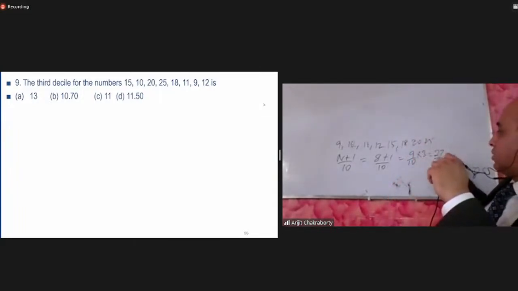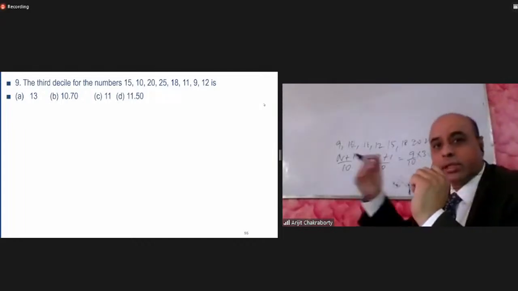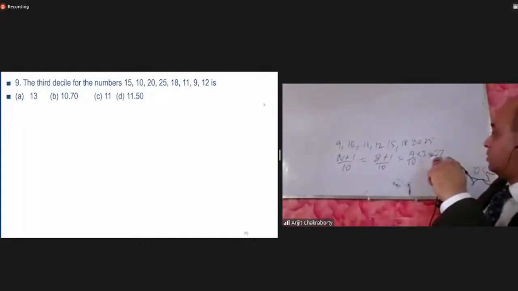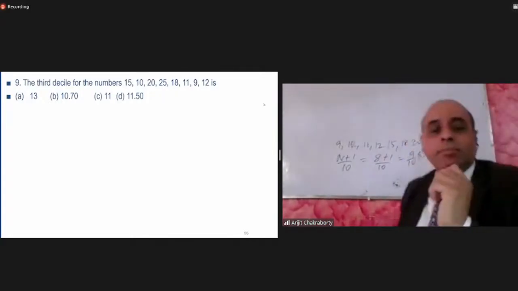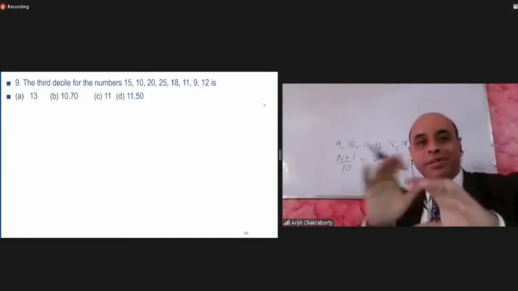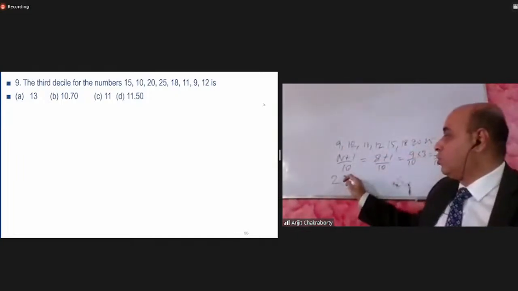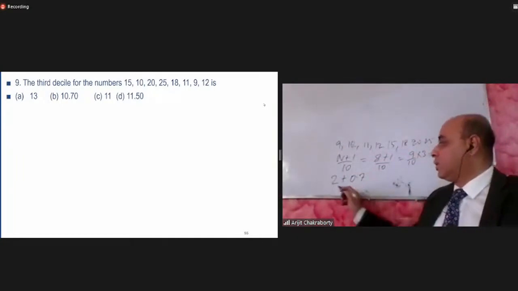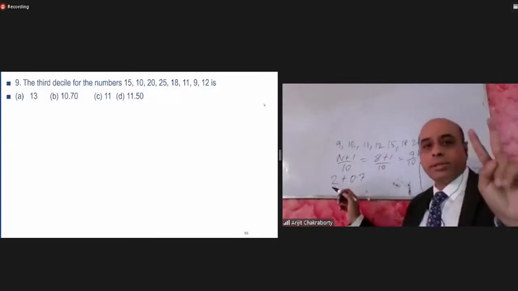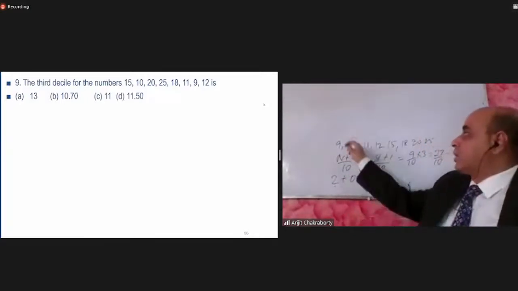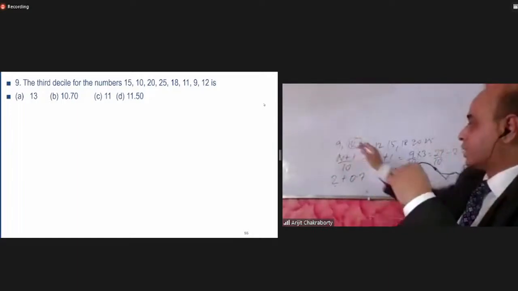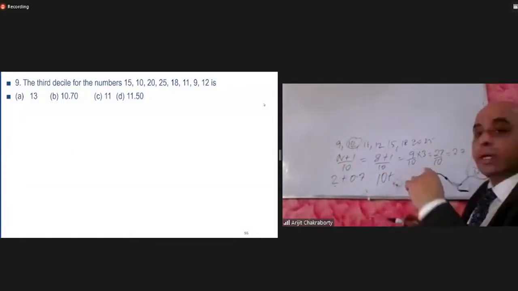That is 27 by 10, because here they want the third decile. First decile, second decile, third decile. 3 multiplied by 3, so 27 by 10, that is 2.7. 2.7 means what? We will break 2.7 into 2 parts. First is 2 plus 0.7. This 2 is the second position, the second number. Second number is 10. So we take 10 plus 0.7.